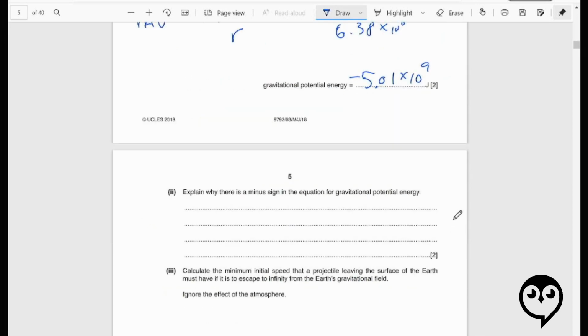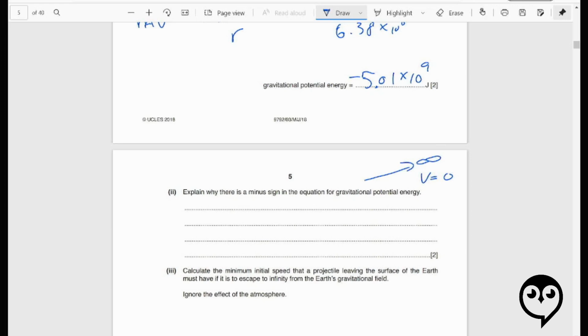Explain why there's a minus sign. Well, that's kind of what we're just talking about. We are in an energy well, and I've said it before a few other times, but we defined being infinitely far away as being our potential of 0, and therefore if you go back towards that more massive object, you are in an energy well.